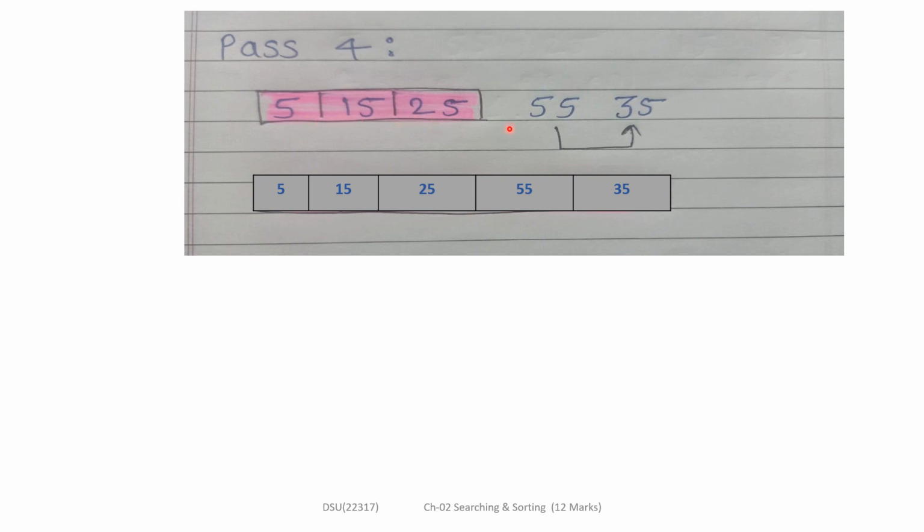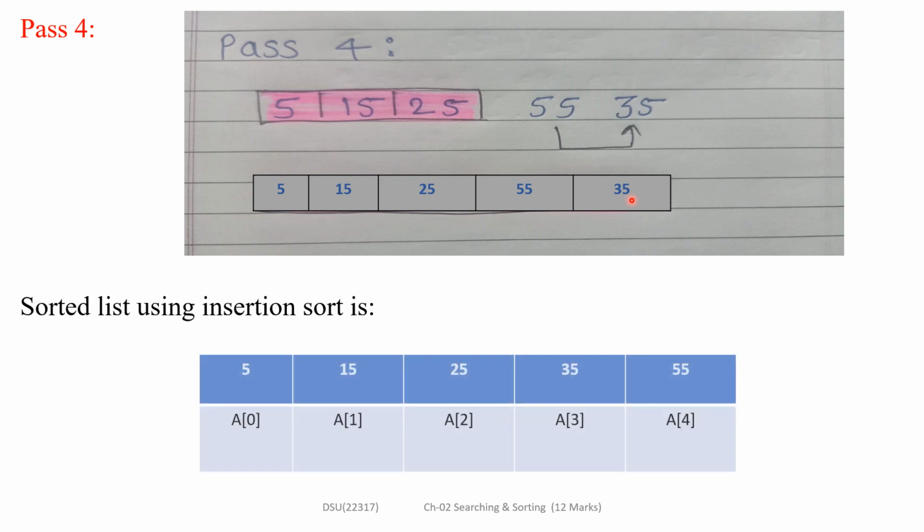In pass 4, there is only one iteration and only one comparison, that is the fourth element is compared with the fifth element. 55 is compared with 35. 55 is greater than 35, that's why there is an interchange, swapping will be done. Now we will get the sorted list, 5, 15, 25, 35 and 55. This is the sorted list after pass 4. In this way, we got the sorted list in pass 4.